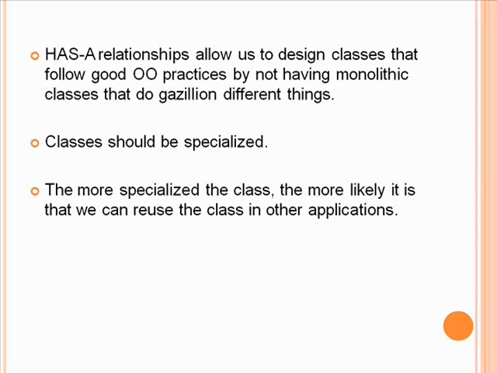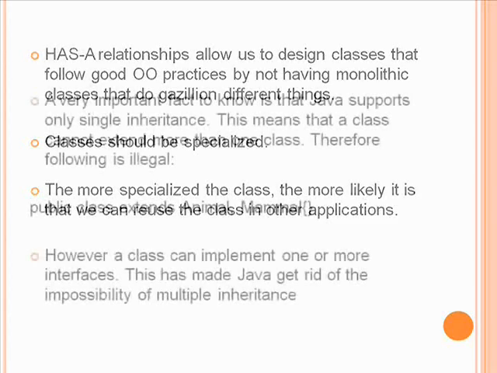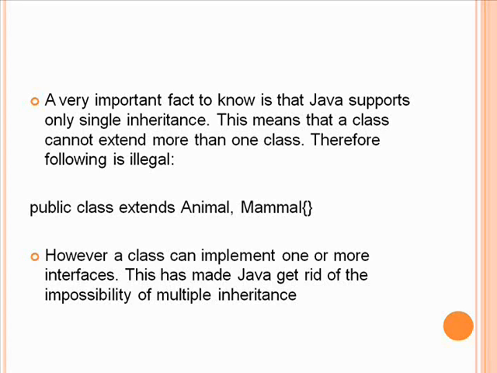Has-a relationships allow us to design classes that follow good OO practices by not having monolithic classes that do a gazillion different things. Classes should be specialized. The more specialized the class, the more likely it is that we can reuse the class in other applications. A very important fact to know is that Java supports only single inheritance. This means that a class cannot extend more than one class. However, a class can implement one or more interfaces. This has made Java get rid of the impossibility of multiple inheritance.